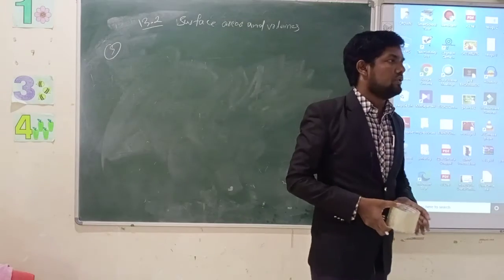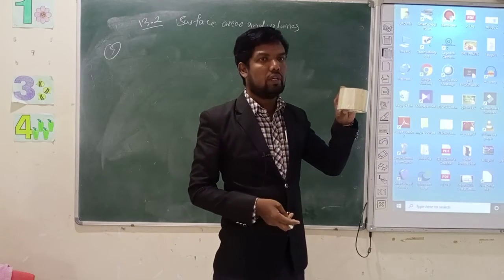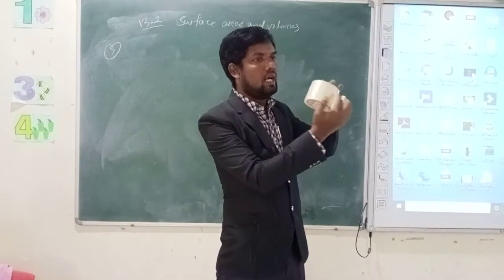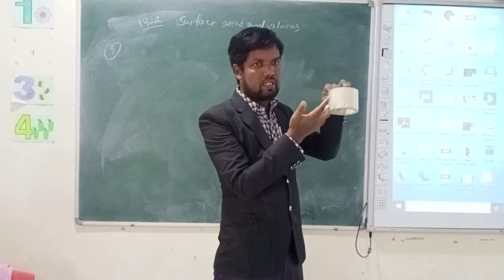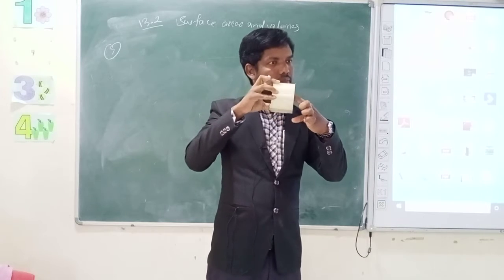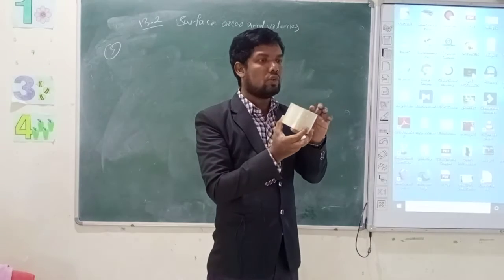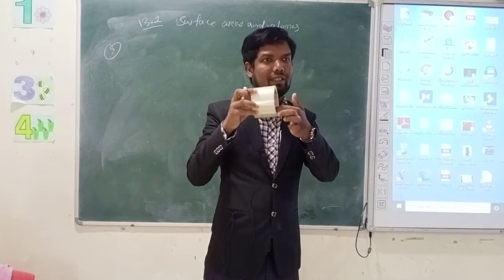So the third question, what they have given us, like this shape is there. We have to calculate the outer surface area, then the inner surface area, then total surface area also. How we can calculate the total surface area?